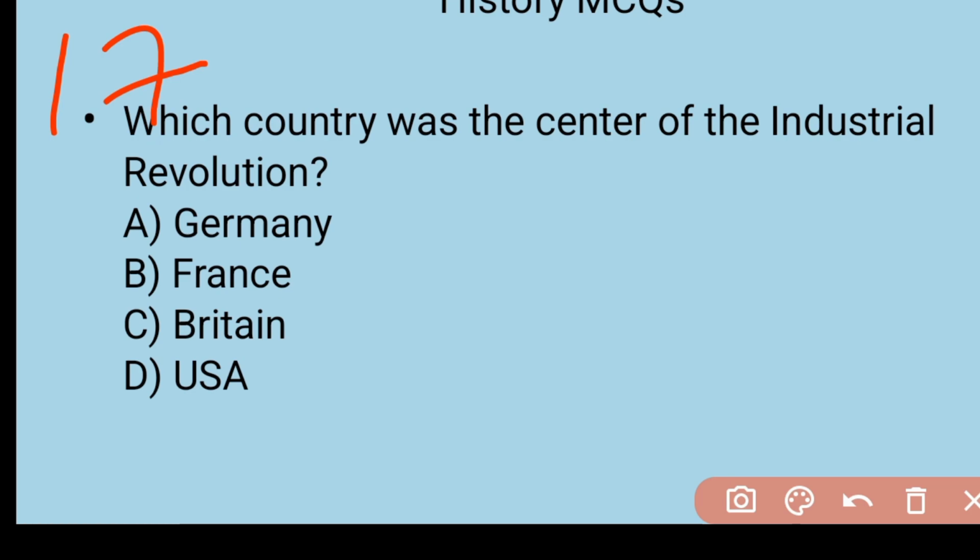Question number 17. Which country was the center of the Industrial Revolution? A. Germany, B. France, C. Britain, D. USA. Okay, the right answer is Britain. Britain was the first industrialized state in the world. Different factors contributed to this. Because of its strategic location, it had different ports, and there was the existence of coal, steel and iron there, okay? Accumulation of capital, a stable government in Britain during the period under study, and a number of overseas territories.